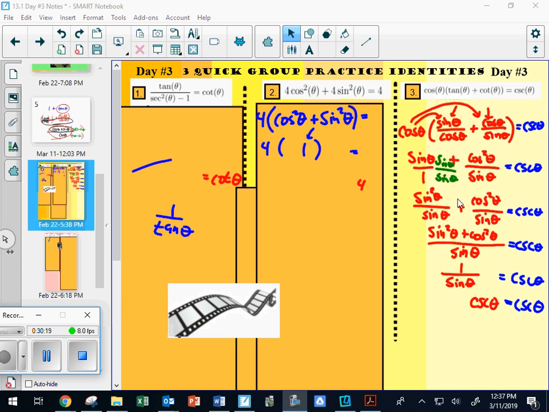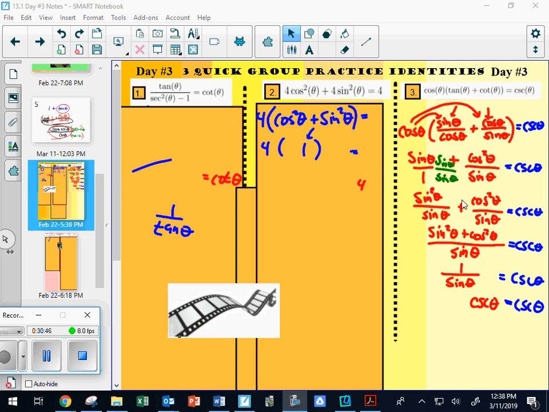And why is that good? Because look what the top's going to be: sine squared plus cosine squared. And on the bottom you have sine, regular sine. So the top becomes sine squared plus cosine squared, which equals 1. And it's 1 over sine, and that's cosecant. All right. That was a normal difficulty problem.